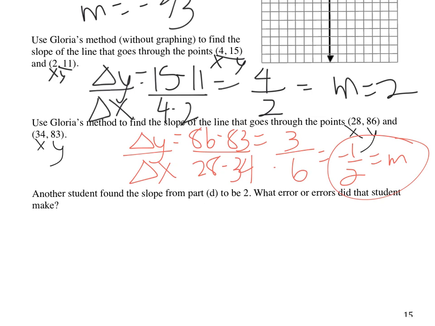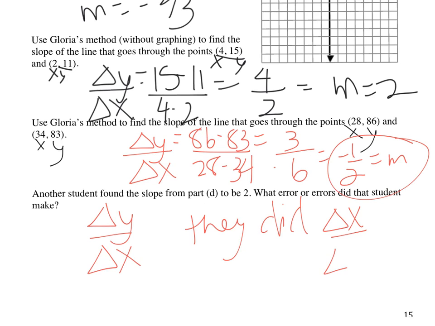So another student found the slope from part D to be +2. What error did they make? Well, they need to do change in y over change in x, and it looks like they did change in x over change in y.